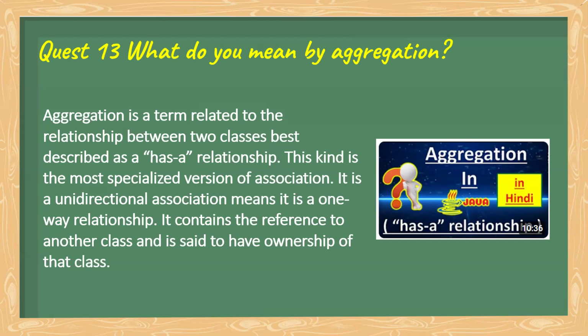So instead of creating all these properties in the student class, we create a separate class called Address and provide all the properties, house number, street and so on, and we use that Address class as a property in the Student class. So it creates a relation like a student has an address. This is the simplest form of association, a unidirectional association, meaning it is a one way relationship. The student contains the address, but the address does not contain a student. It contains the reference to another class and is said to have ownership of that class.